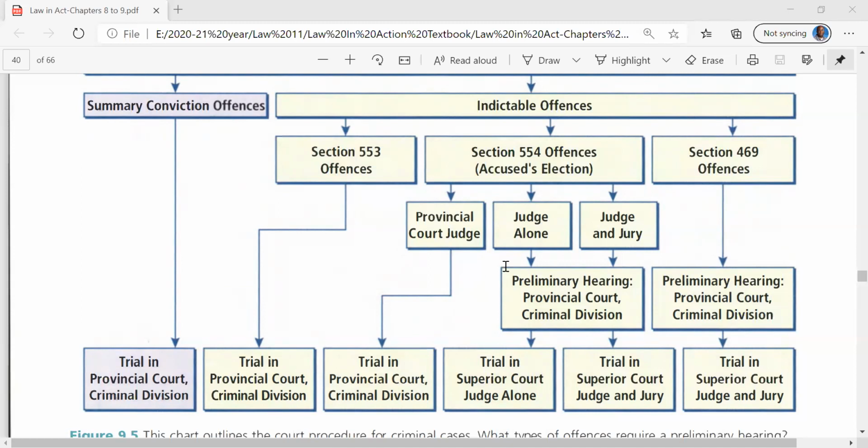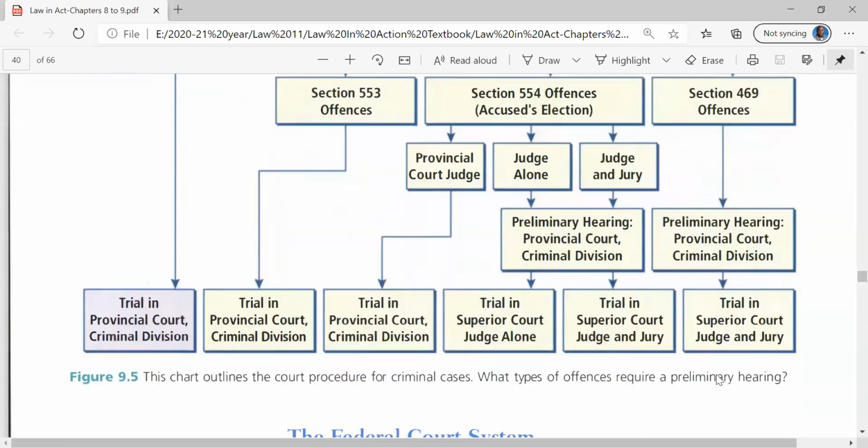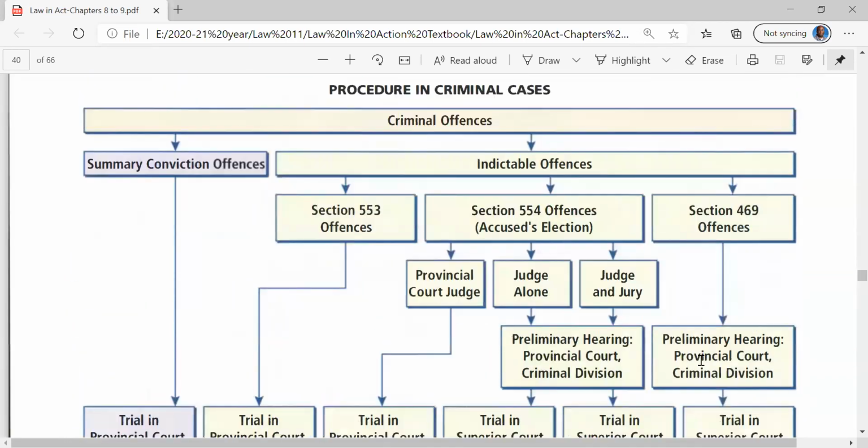So for these two types of courts, you have a preliminary hearing, which means, again, you determine whether or not you have evidence to proceed. If you do, you go forward. Trial in superior court, judge alone, or trial in superior court, judge and jury. All right. For section 469 offenses, you have a preliminary hearing, provincial court criminal trial, and then you go to superior court and judge and jury. So it simply means that there are some laws where, because of their nature, you go to this system, right? And it's totally arbitrary to those laws or those violations found in these sections.